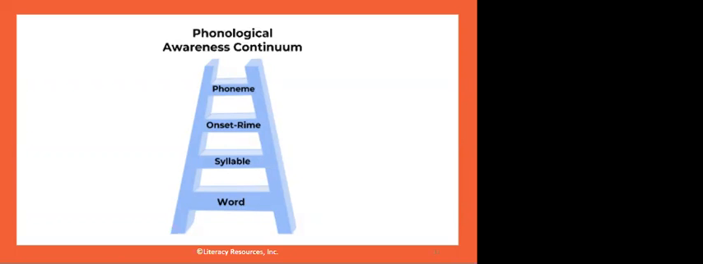So that's my kind of little overview of what phonemic awareness is. And now I'd like to get into some of the more fun stuff and some of the resources that hopefully you can take back to your classroom and use.